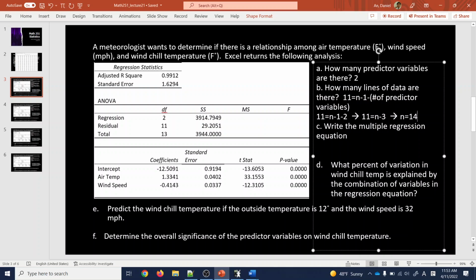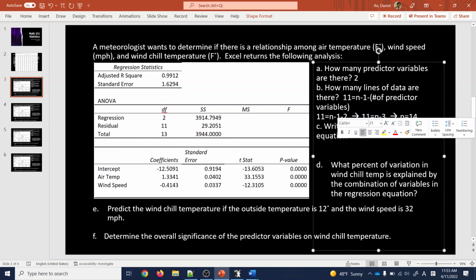So the data this person used in finding the multilinear regression equation must have been 14 sets of data. It's not pairs, it's triples, because you have the value of the air temperature, the wind speed, and the wind chill temperature. So 14 triples of data were given, and that's what was used to produce this output.